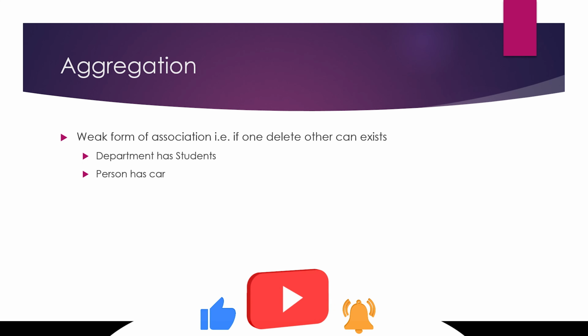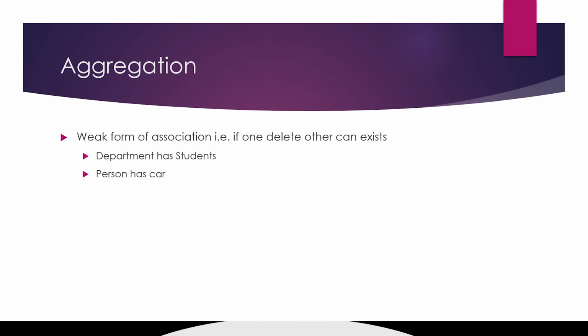So we have some examples here, like department has students, person has car. So if we delete the department, the student can exist. Same way, if we delete the person, the car can exist, or if we delete the car, the person can exist. To understand it much better, let's have a code example on it.